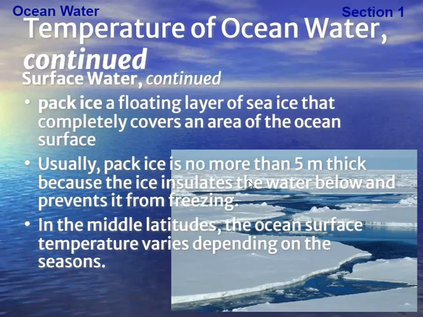Pack ice is a layer of ice that sits on top of the ocean, specifically in our polar regions. It is usually no more than 5 meters thick. And typically it will prevent the water that's down below from freezing. Oftentimes, because we have higher salinities in these areas, these higher salinities lead to the water down below not freezing. So it kind of insulates the water that is below.